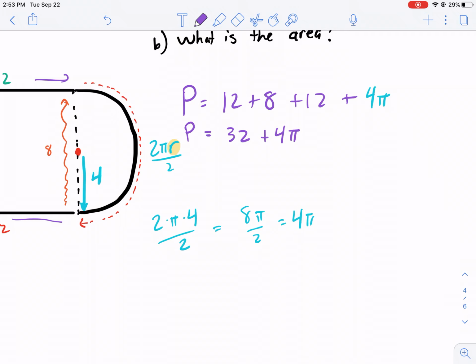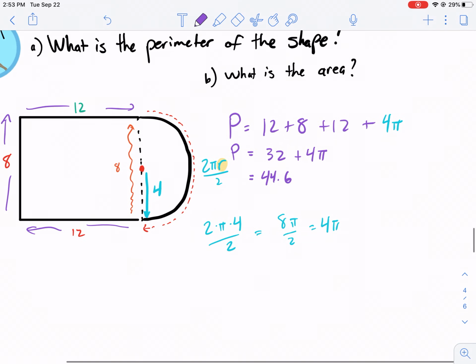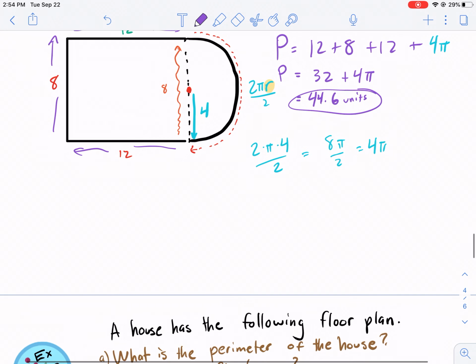But if you wanted to find out exactly what this is in decimal form, we can do that, and you get about 44.6. I'm rounding. Okay, so 44.6, we need to know the units. There are no units, so we're just going to say units. Area is a little bit easier, okay, than perimeter. Perimeter is actually a little bit harder.